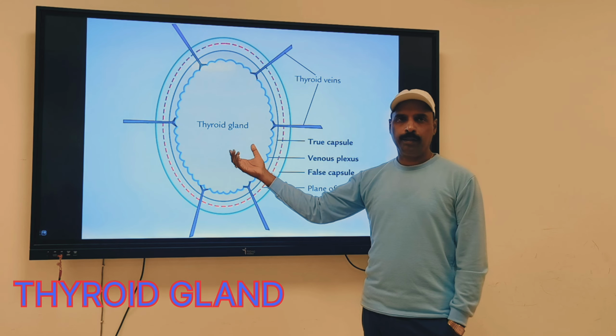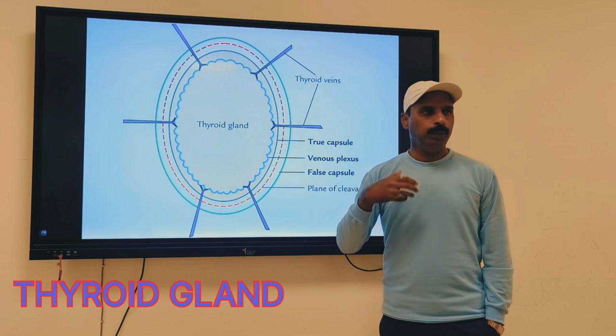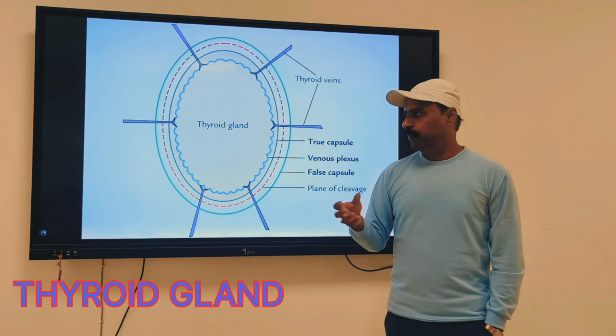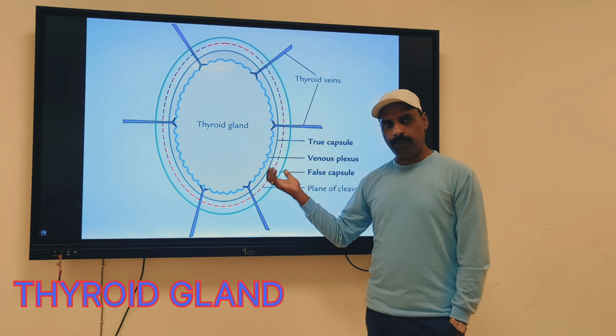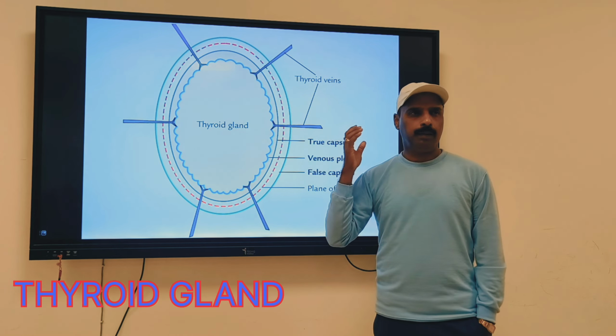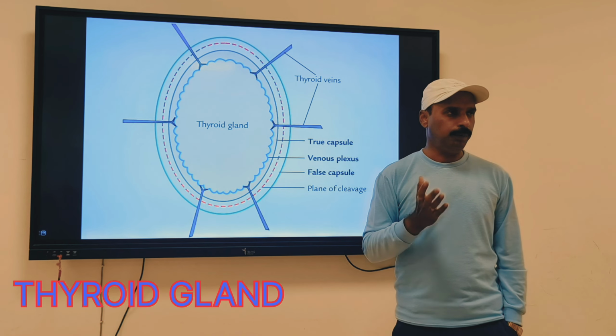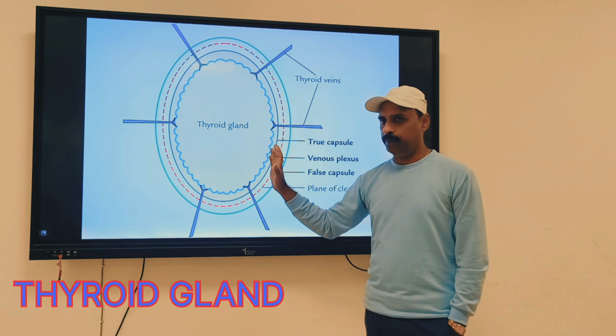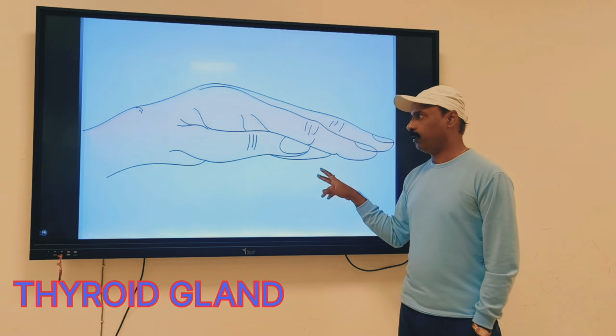So during thyroidectomy, the thyroid is removed with the true capsule to prevent hemorrhage, and in prostatectomy, we are going to keep the true and false capsule behind, so that only the glandular part of the prostate is removed. This is one structure you have to remember.